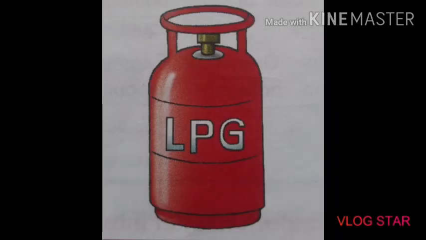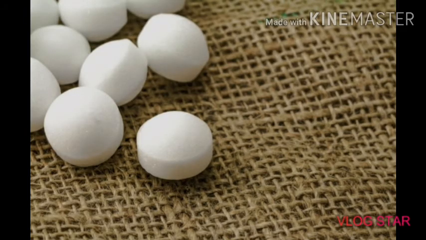Liquid oxygen, which is used in artificial respiration, is obtained by the liquefaction of oxygen gas. LPG gas used for domestic cooking purposes is transported after liquefaction. Okay, naphthalene balls are used to protect woolen clothes from insects, and room fresheners are based on the property of sublimation of substances.